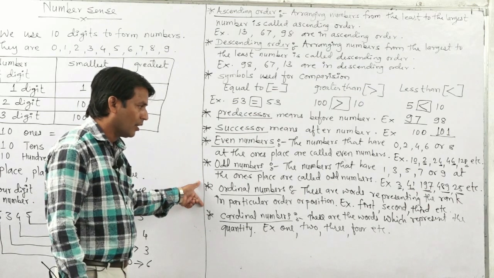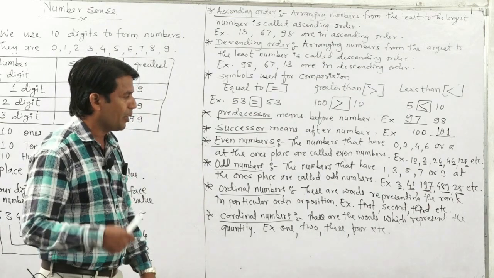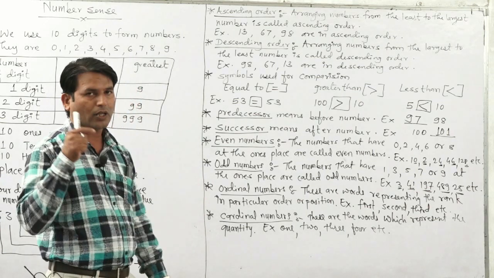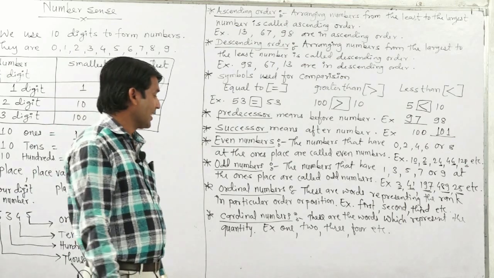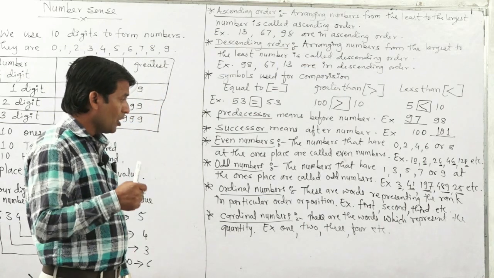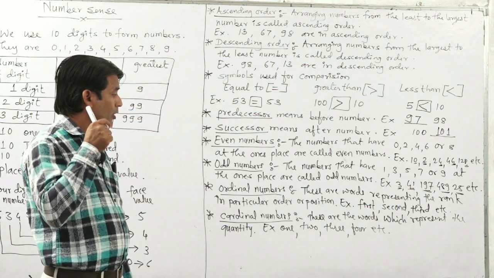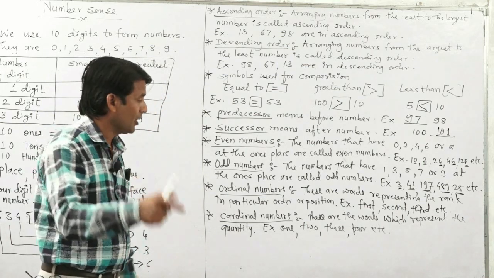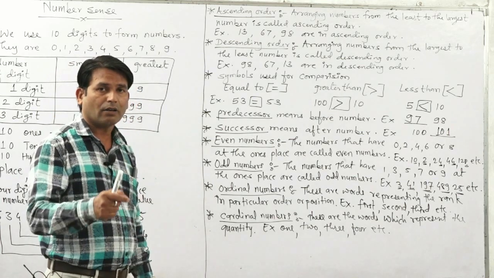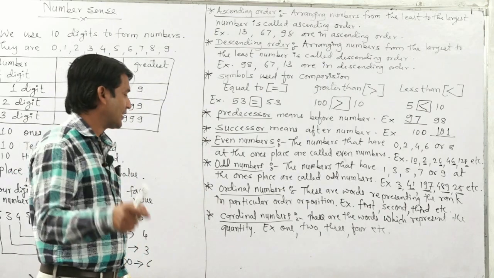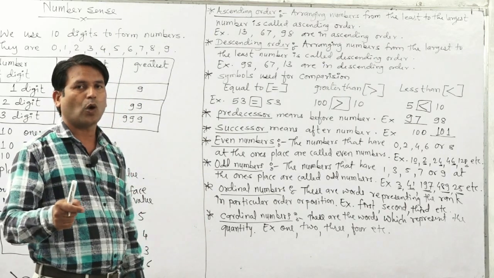After that, the next concept is ordinal numbers. Ordinal numbers are words representing the rank in a particular order or a particular position. We can say the words which show position are known as ordinal numbers. First, second, third, fourth, fifth, sixth. These numbers are known as ordinal numbers.